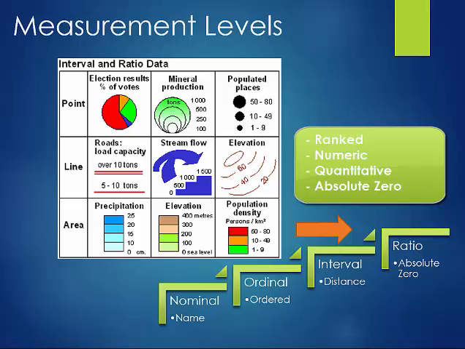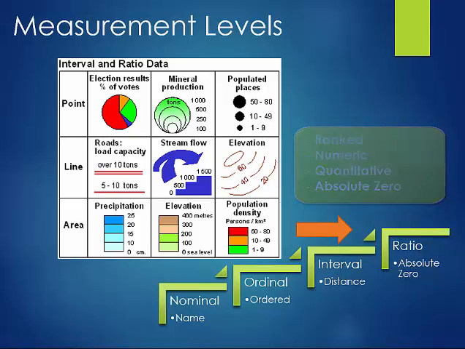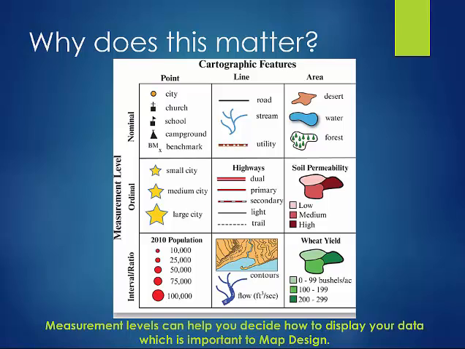Because ratio data represents positions along a continuous number line rather than members of discrete categories, they're also amenable to analysis using statistical techniques. Ratio data are higher forms of data, and they allow us to do a lot more complex analysis. How you display your data on a map is an important part of cartography and map design.